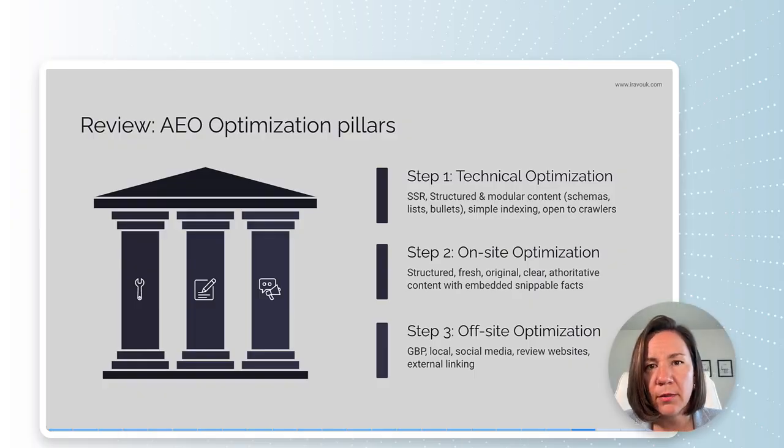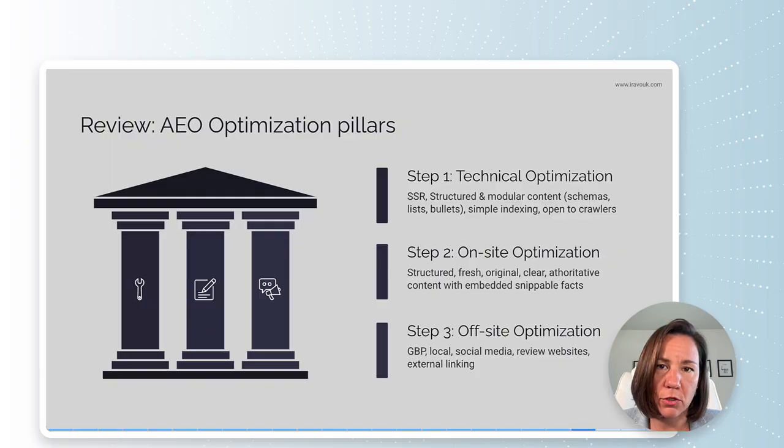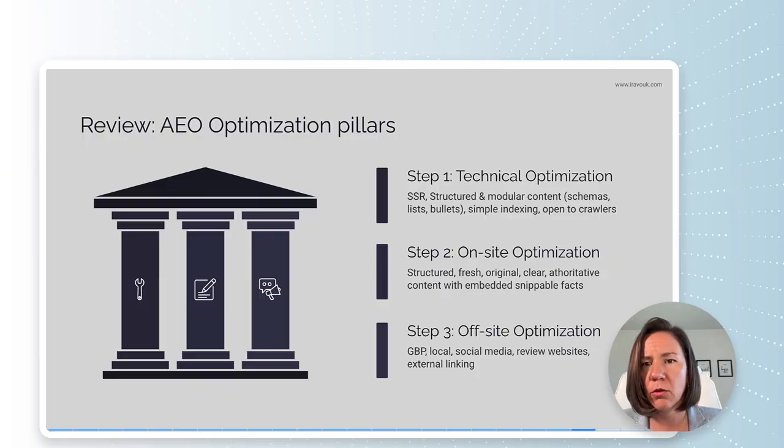So, as you can see, AEO optimization pillars are essentially the same as in traditional SEO. But how you approach these three things has changed. Super high level overview. Again, step 1, technical optimization: SSR, structured and modular content, schemas, lists, bullets, simple indexing, open to crawlers. Step 2, on-site optimization: structured, fresh, original, clear, authoritative content with embedded, snippable facts. Step 3, off-site optimization: Google Business Profile, local, social media, review websites, external linking.